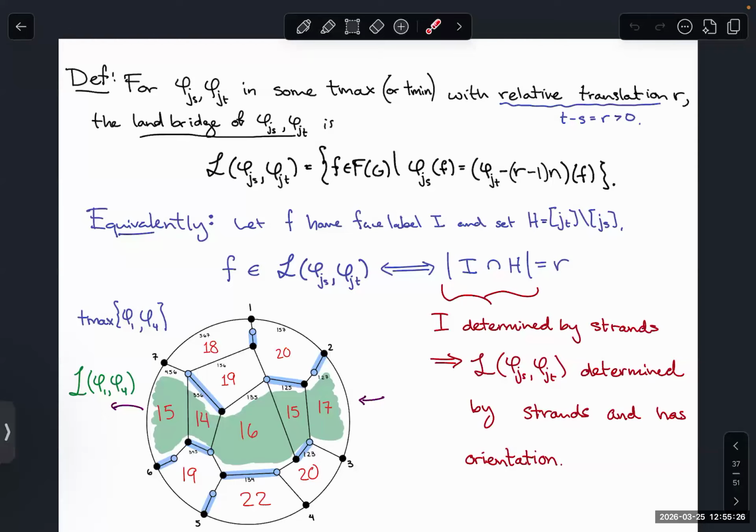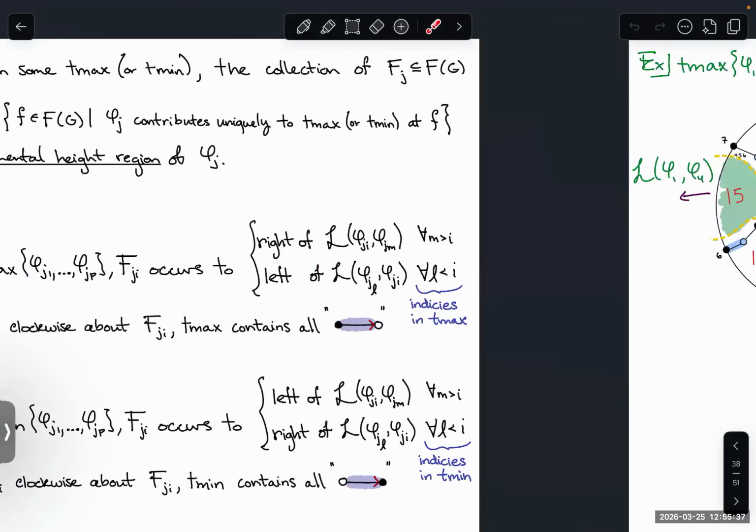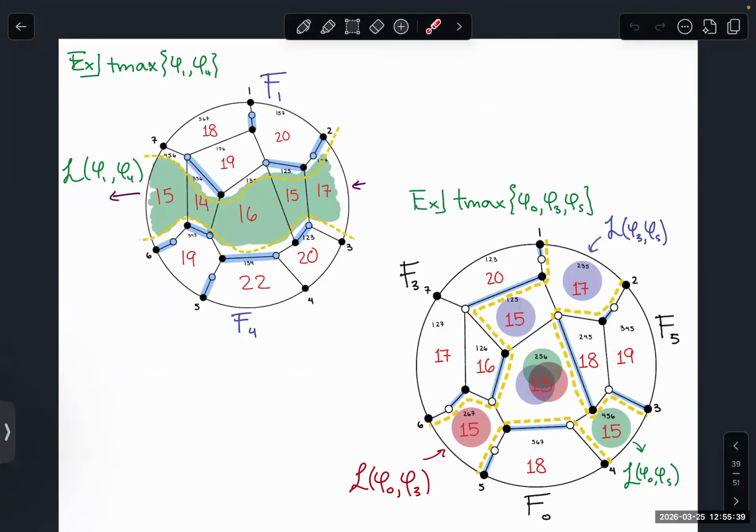But what we can do with these land bridges, I'm going to pass over this in the interest of time, but morally, what we're saying is we can use land bridges to define where each fundamental height function is used, meaning what regions of our graph a fundamental height function is used uniquely. And that's what this picture is saying. So in the example that we saw, the fundamental height function phi1 is used to the right of the orientation of this land bridge.